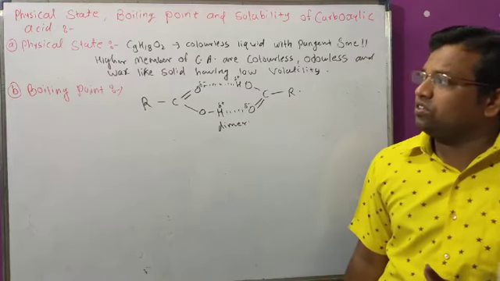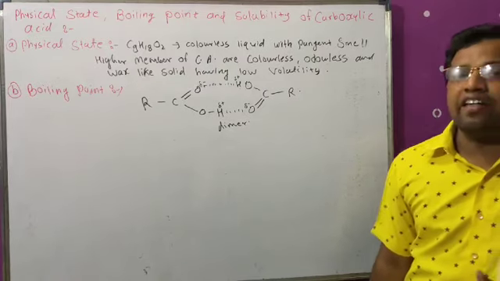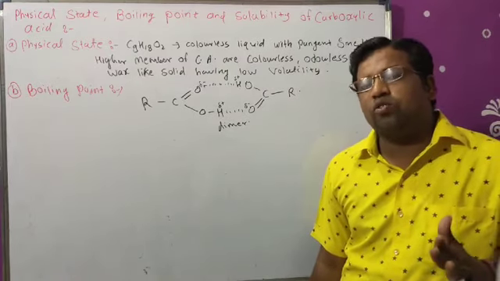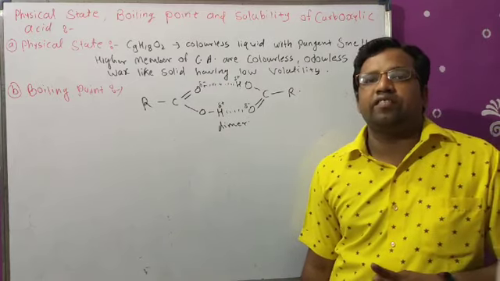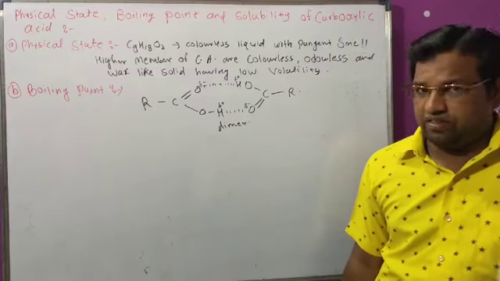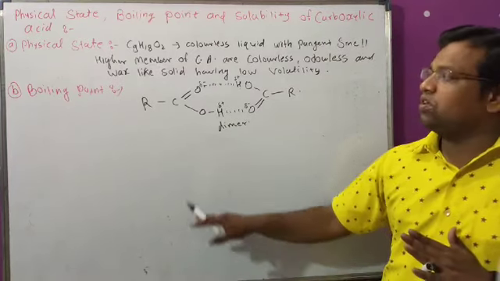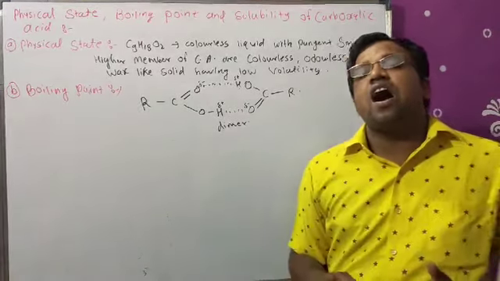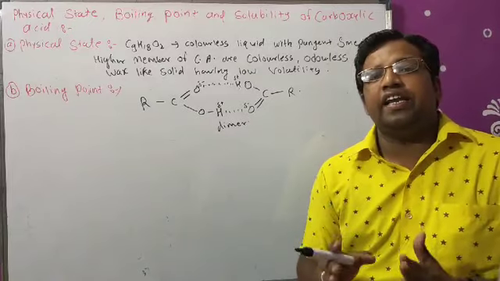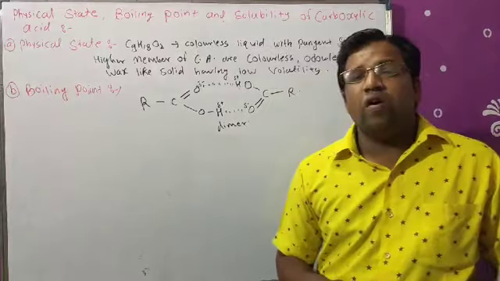Okay, so this is our next point, that is the boiling point. Now see here, as the molecular weight of carboxylic acid increases, the boiling point of carboxylic acid also increases. Similarly that of aldehyde and ketone. So in the boiling point we see that carboxylic acid has a higher boiling point than alkane, ether, aldehyde, ketone and alcohol. Okay, why?